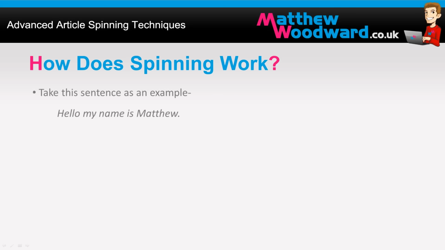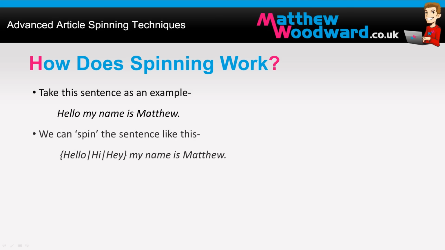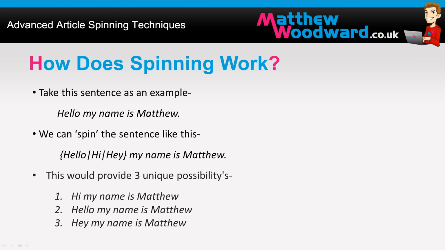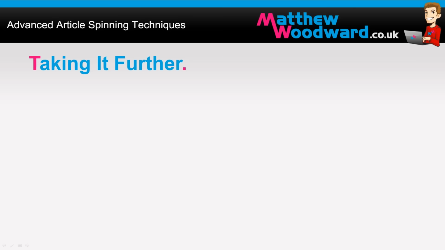Take this short sentence, for example, that reads, "Hello, my name is Matthew." We can spin the sentence by adding alternative words for hello, such as hey and hi, using curly brackets and pipes, as you can see. This would produce three unique sentences, which are hi, my name is Matthew, hello, my name is Matthew, and hey, my name is Matthew. Seems pretty simple, right?